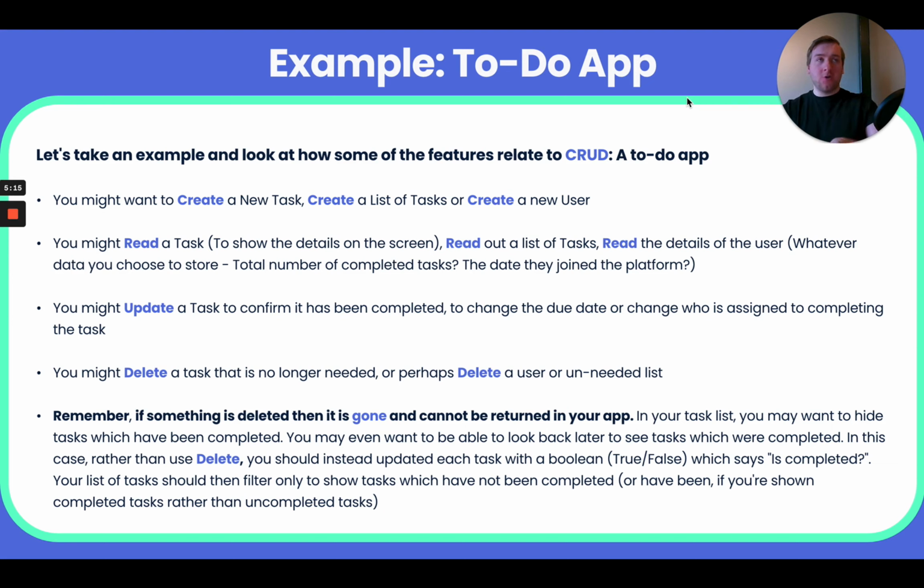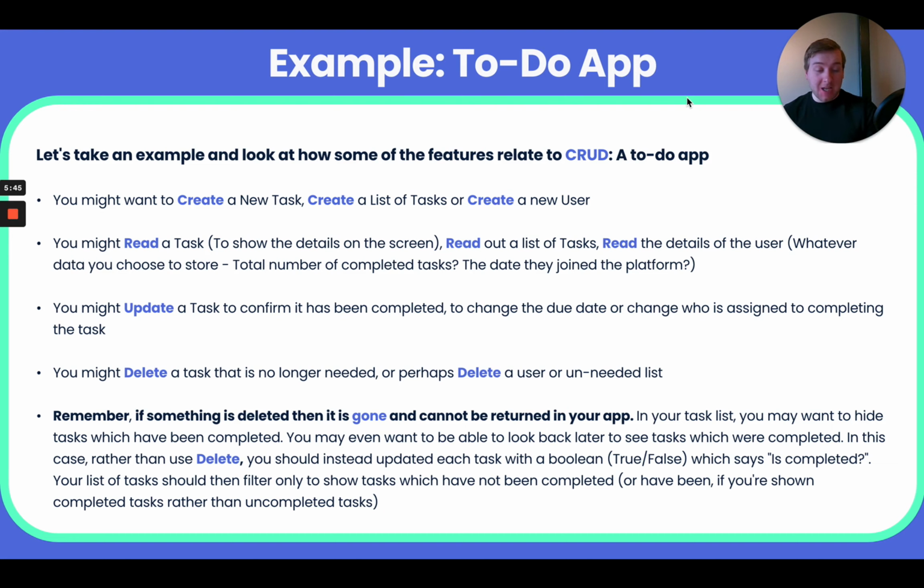So what CRUD is really about is taking those four operations, create, read, update, delete, and applying them to every database table. So you're probably going to be able to create a new task, or create a new list of tasks, or even create a new user. You're probably going to be able to read a task because you want to show the details on the screen. So you've got to retrieve that from your database, read it and show it. So you might read out a list of all the tasks that are saved. You might read the specific details of a user.